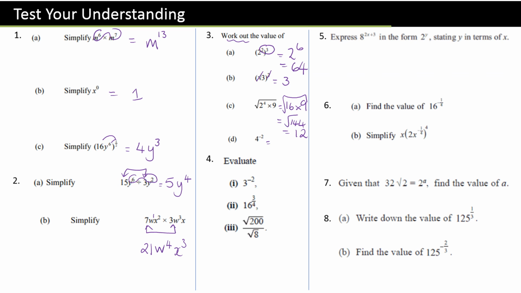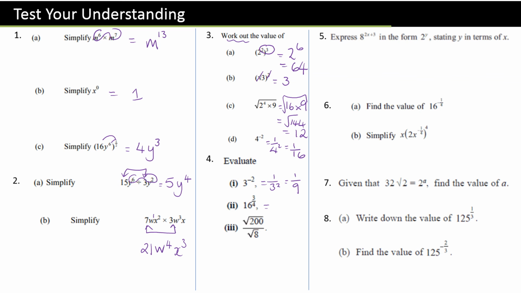4 to the minus 2 means 1 over 4 squared, and that is going to be 1/16. Evaluate, that means the same as work out. So 3 to the minus 2, again, it's going to be 1 over 3 squared, putting that minus underneath, so that's 1/9.